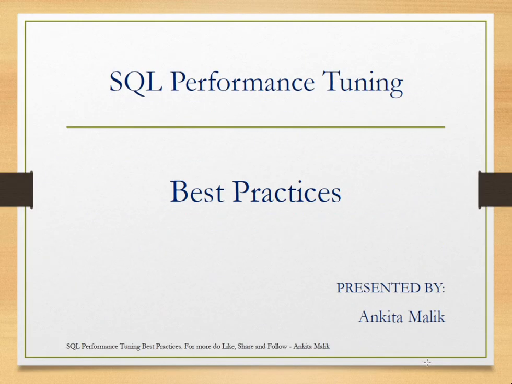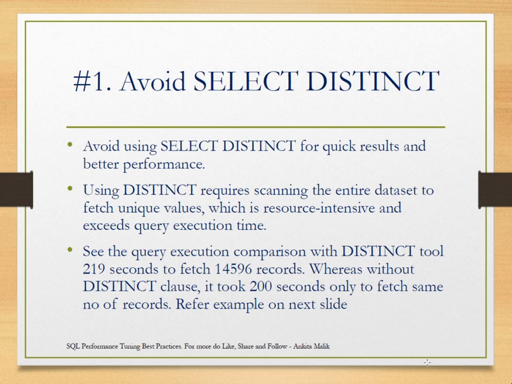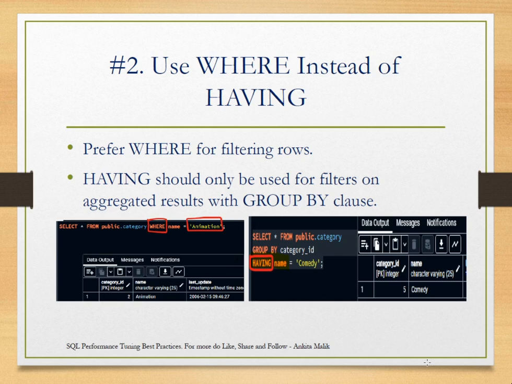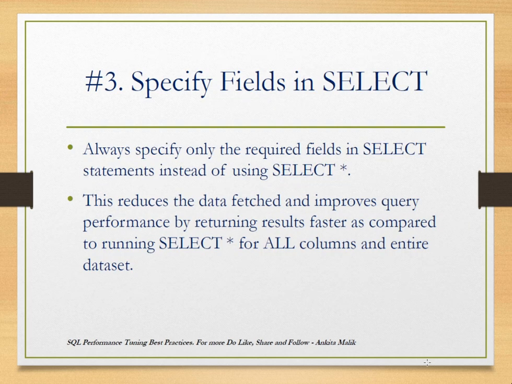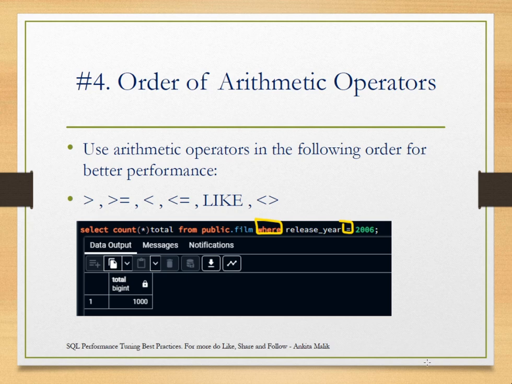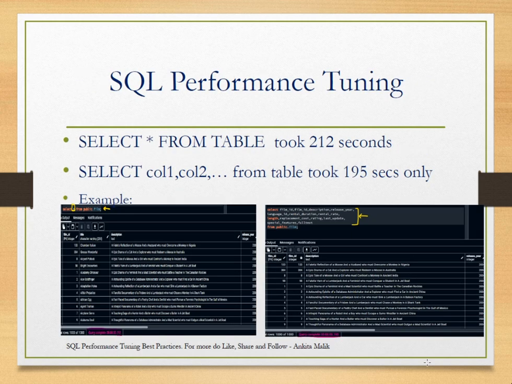Number 1, in the SQL performance tuning session: avoid the SQL DISTINCT clause as far as possible to get good results. We have seen the comparative results where it took 219 seconds, more than 200 seconds. Then prefer the WHERE clause instead of the HAVING clause. Then specify the fields in the SELECT clause rather than querying your data with SELECT star or all columns. We can see the results over here.